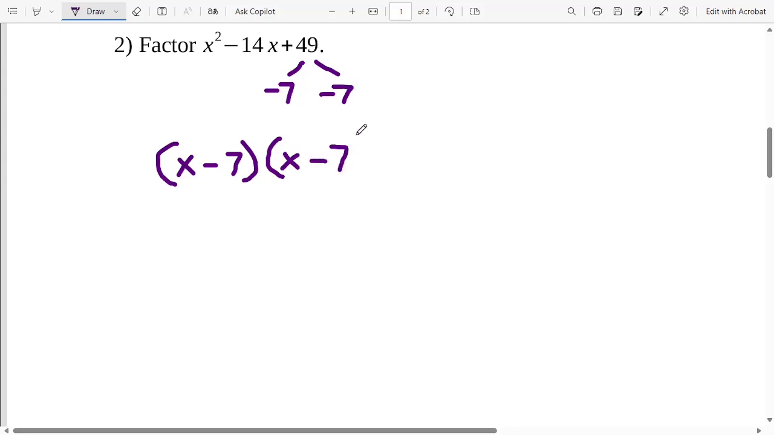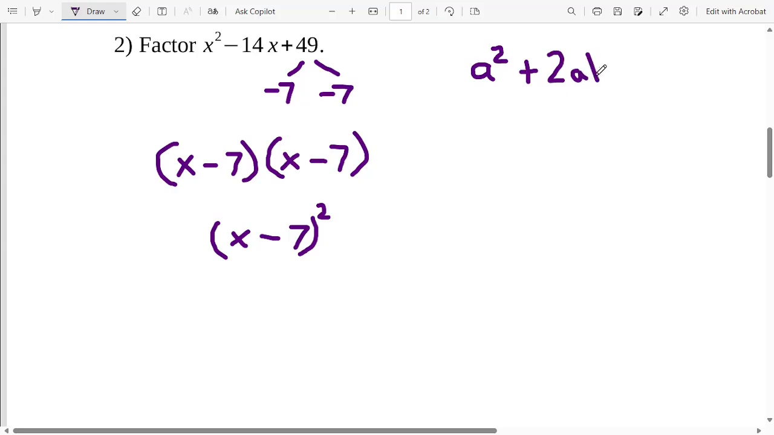Now, when you multiply something by itself, you're squaring that thing. So this is really x minus 7 squared. And as you go along, you'll start to recognize this. What we're factoring here is called a perfect square trinomial. So it follows the pattern of a squared plus 2ab plus b squared.